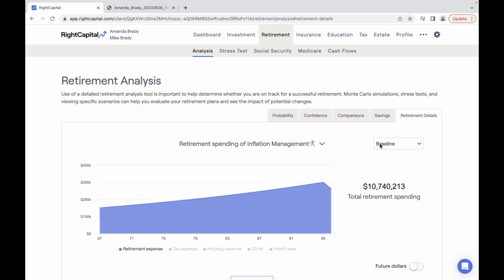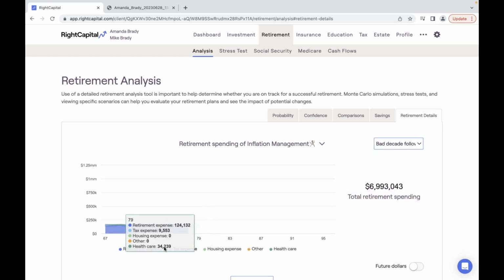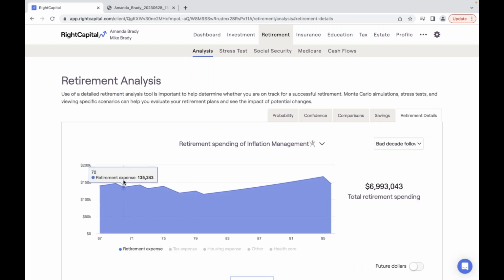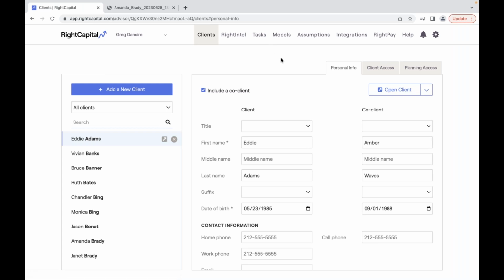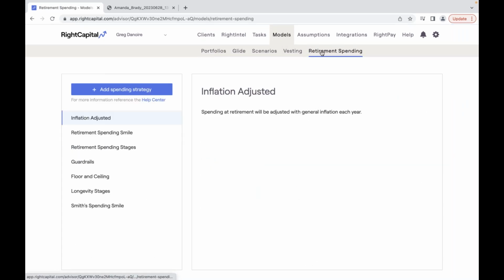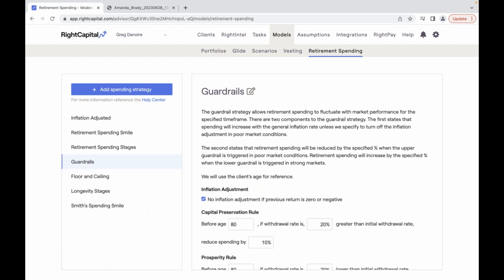So if we input negative returns, for example, I'll have to redo these, but if I input negative returns, we could see the guardrail strategy adjusting our retirement income need over time based on the information we provide. So that is important, but in the Monte Carlo, it's happening within 1,000 different trials, and you can always get more details on that under the models tab by visiting retirement spending and visiting the guardrails strategy.